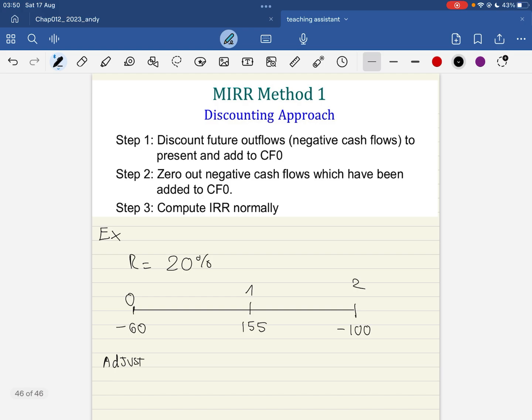Now, let's first try to do an example with the first method, the discounting approach. So there are three steps. The first step is to discount the future outflows to present and add to CF0. The second step is to zero out the negative cash flow which has been added to CF0. And step 3 is to compute IRR normally. What do I mean by these steps? Let's try to do the example together.